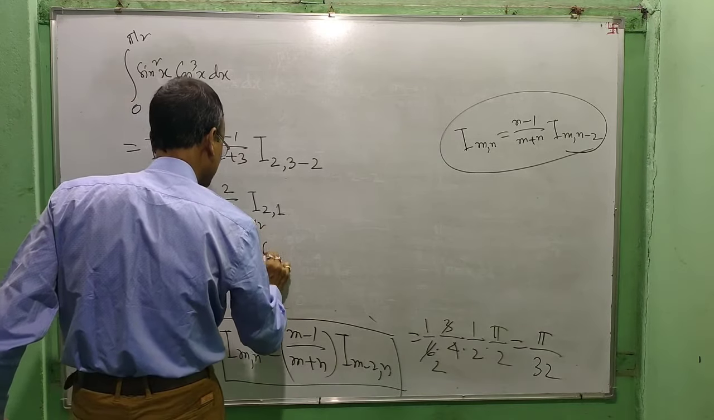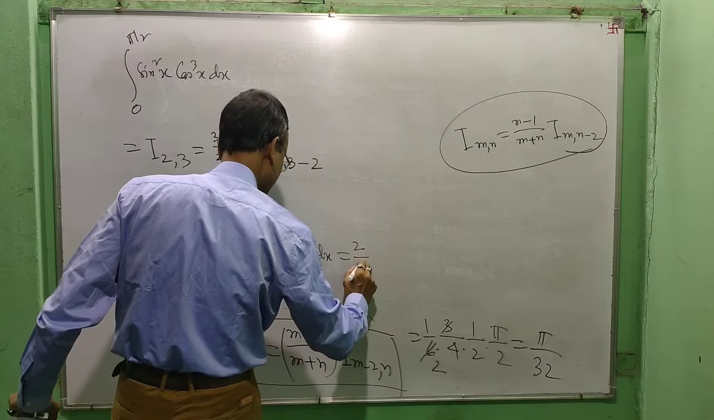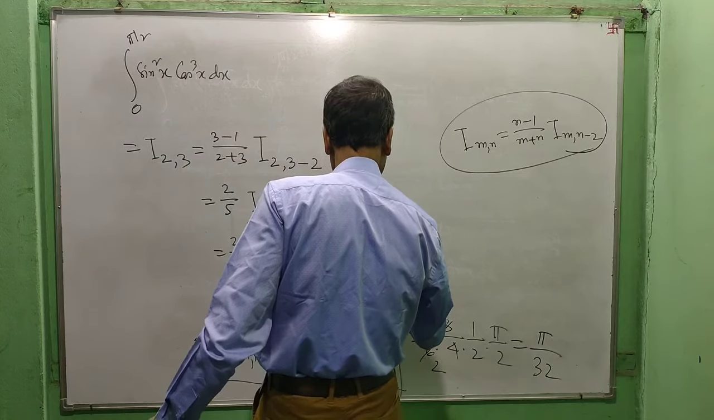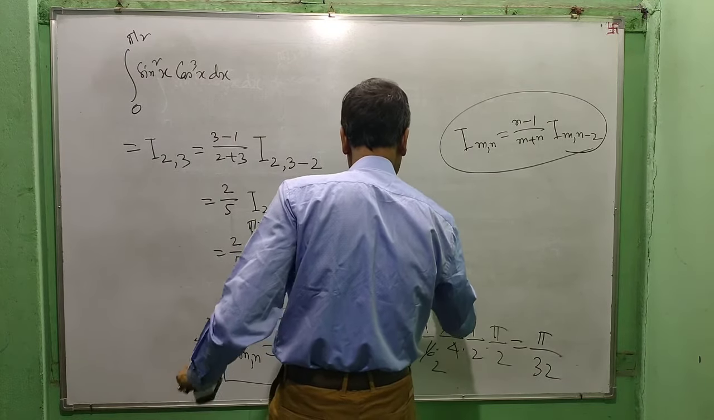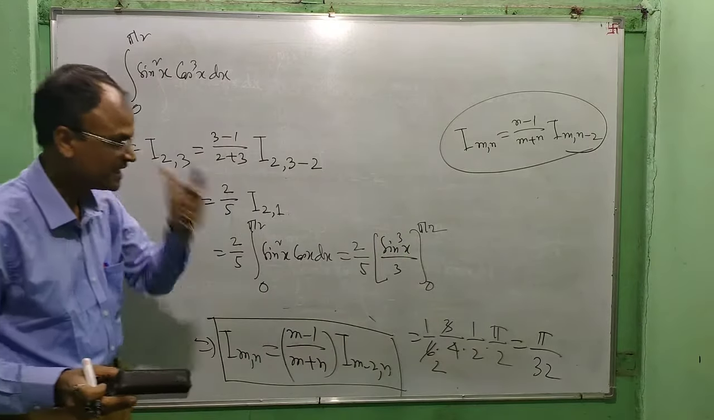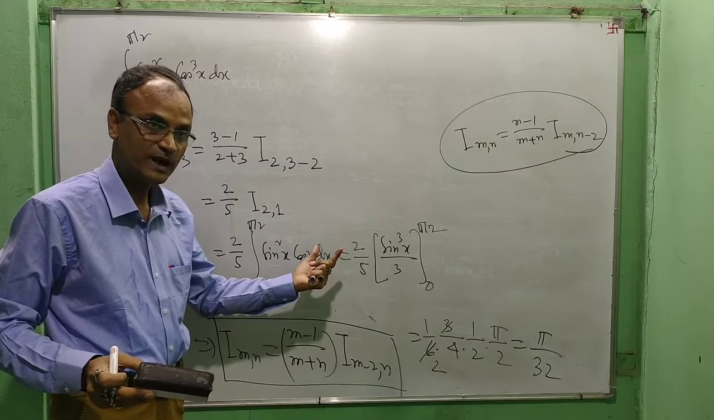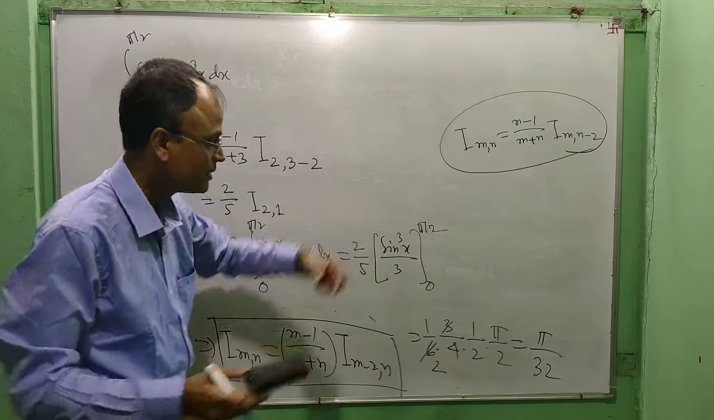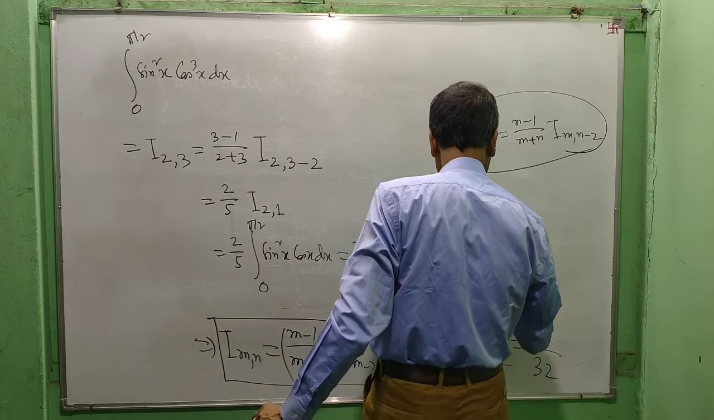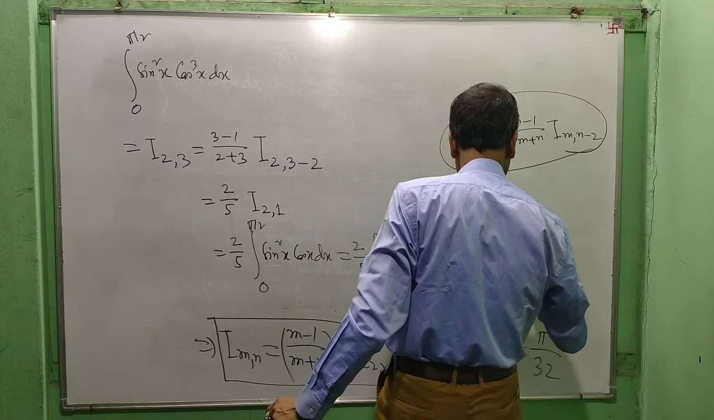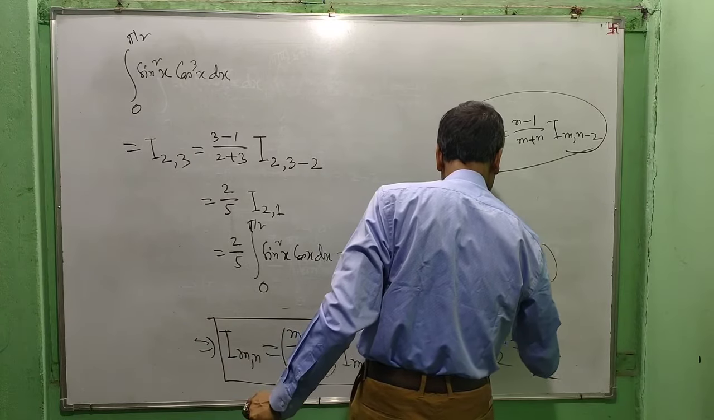Integration 0 to pi by 2, sin square x into cos x dx, which can be easily integrated. Sin cube x divided by 3, from 0 to pi by 2. Is it not? Sin x equals z, cos x dx equals dz, z square dz, integration is z cube by 3, meaning sin cube x divided by 3, limit 0 to pi by 2. Sin cube pi by 2 minus sin cube 0. This is equal to 2 by 15, 1 minus 0, equal to 2 by 15.